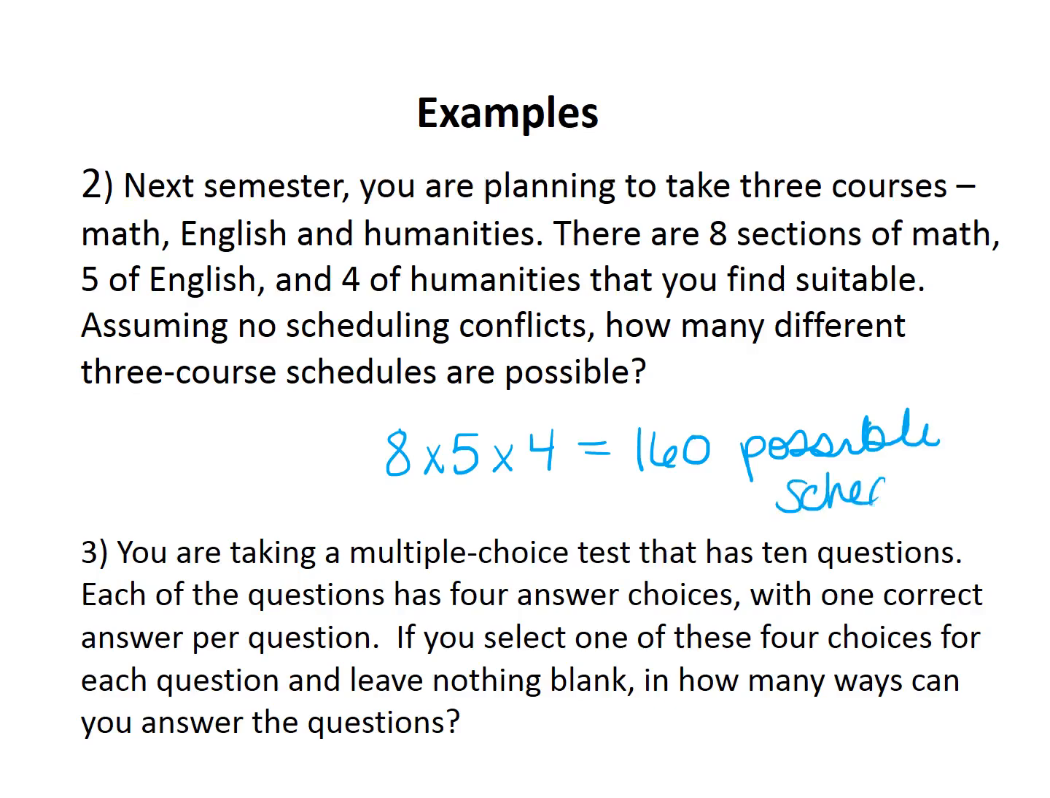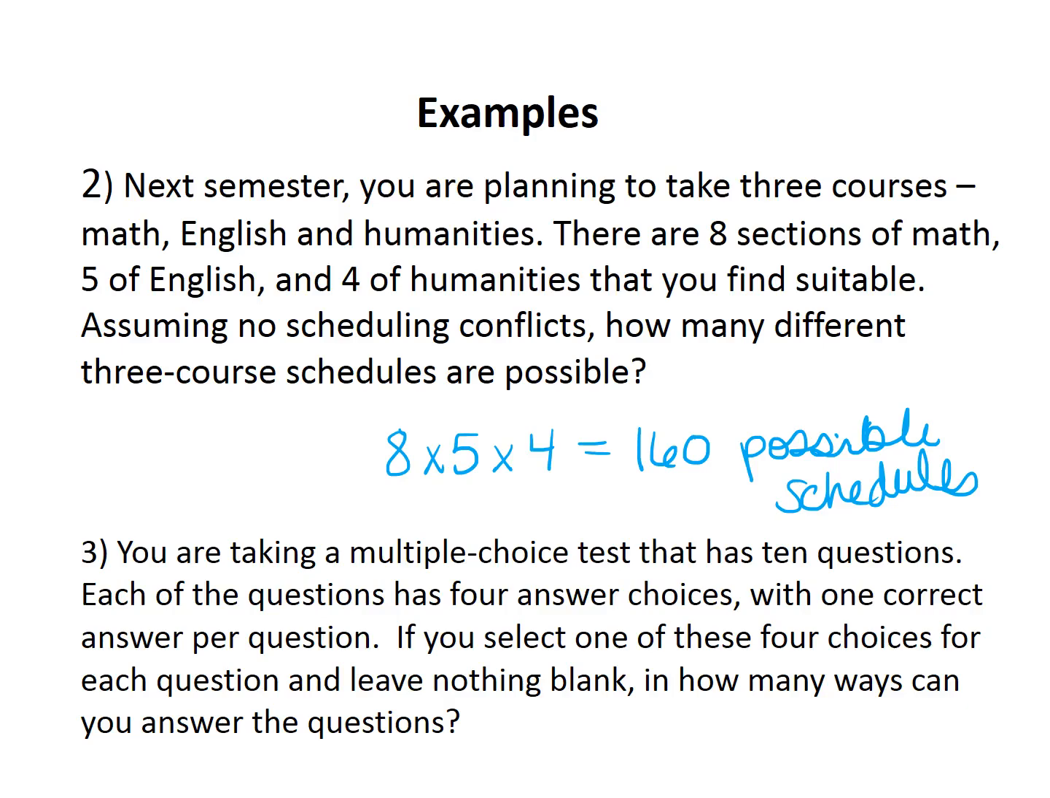And this would be one we certainly wouldn't want to use the listing method, because we would not want to do Math 1 with English 1 and so on with 8 Math, 5 English, and 4 Humanities. Question 3, you are taking a multiple choice test that has 10 questions. Each of the questions has 4 answer choices with 1 correct per question.